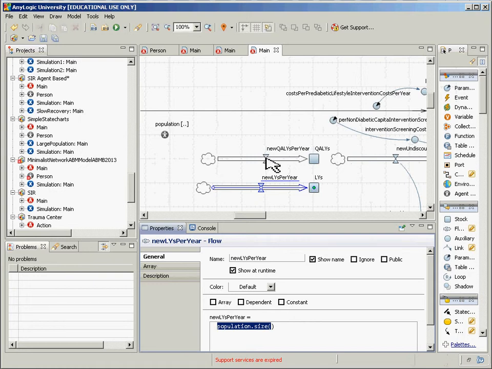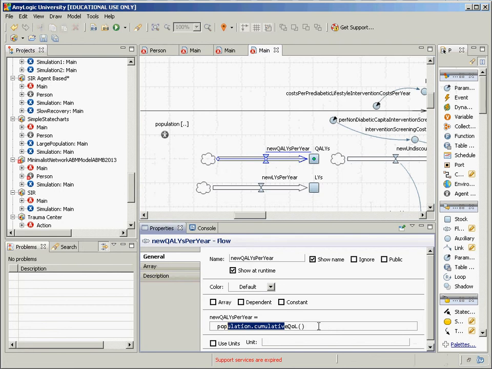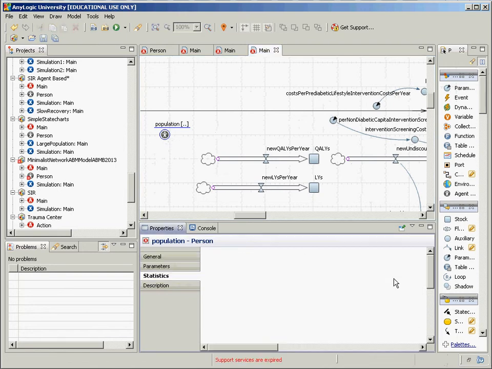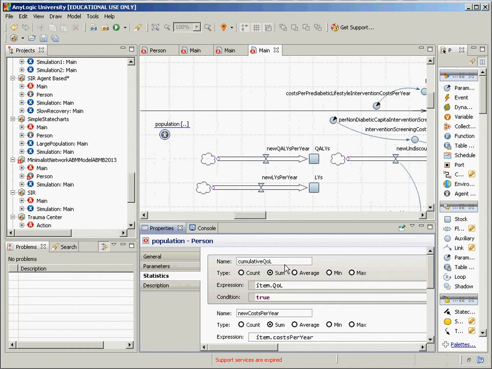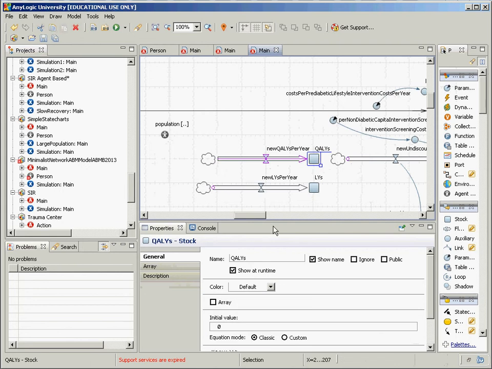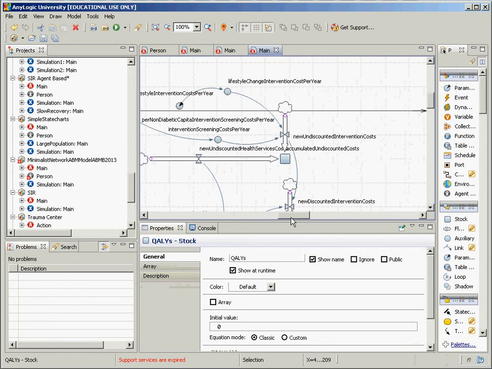Quality adjusted life years is a little bit more sophisticated. This uses a population statistic, something defined in the population. Over here, we have statistics we can define, and cumulative quality of life just totals up the quality of life of different people in the population at a given time. It's essentially the sum of people weighted by each of their qualities of life, and quality adjusted life years is just the integral of that. Just the flow in, which means it's the integral of that flow.